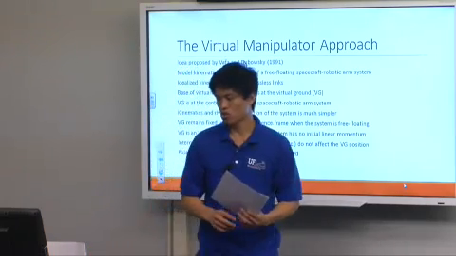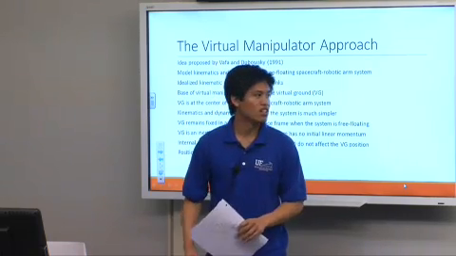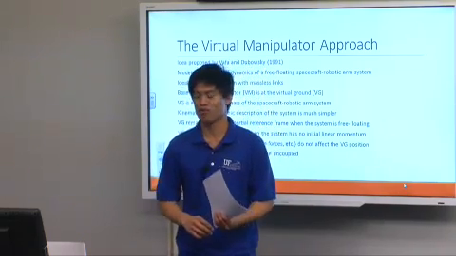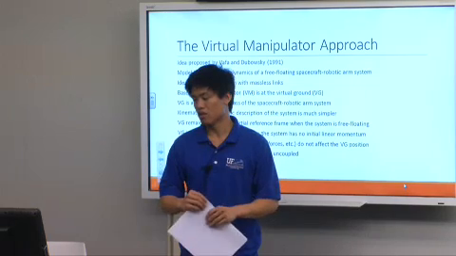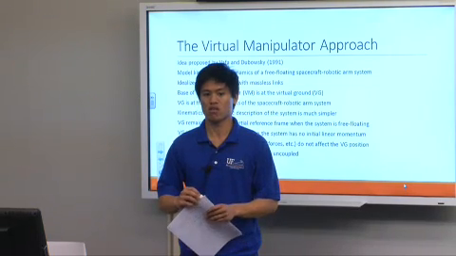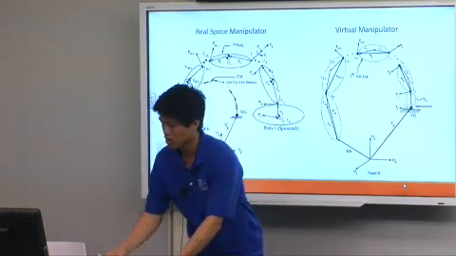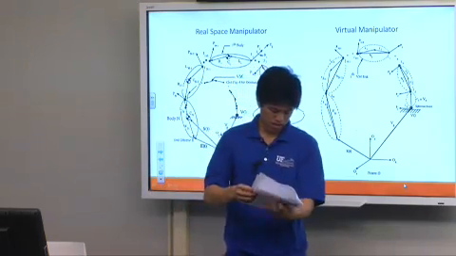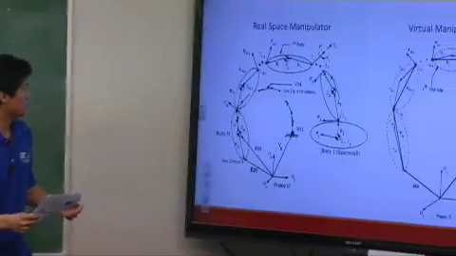So what is the virtual manipulator approach? It was an idea proposed by Vafa and Dubowski in 1991. These people are from MIT, and they've done a lot of work on this kind of stuff, and then kind of stopped for some reason. What it does is help us model the kinematics and dynamics of a free-floating spacecraft robotic arm system. It is composed of idealized kinematic chains.